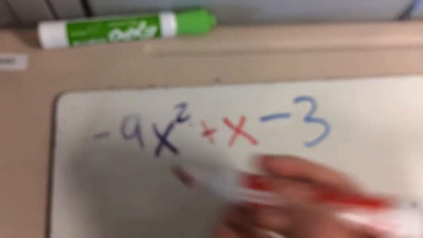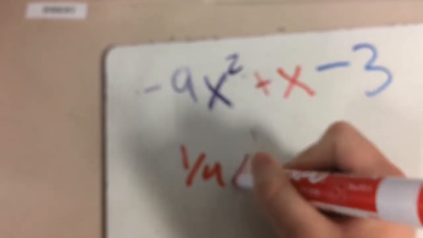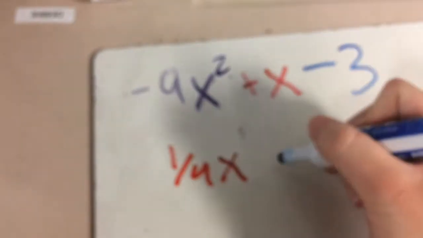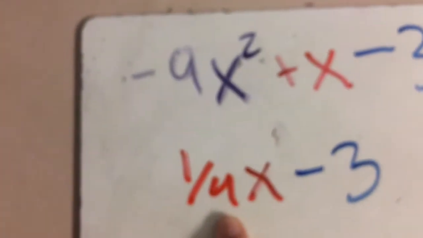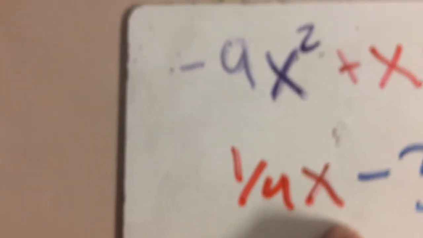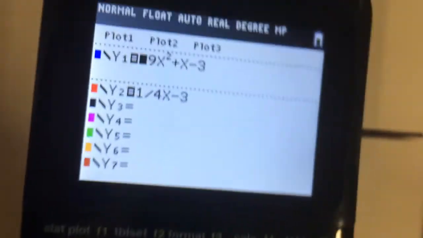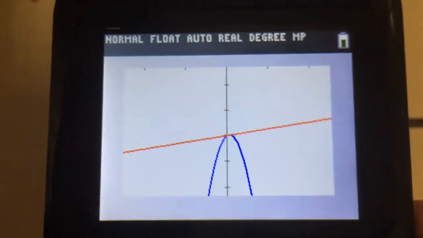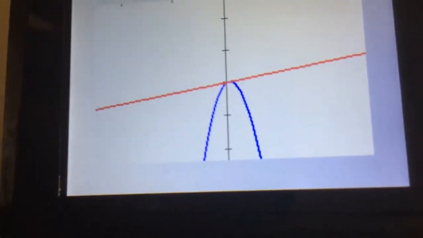And then we have, as a second equation, 1/4 x minus 3. And pay attention here, because the second equation isn't actually a parabola, but it is a line, because it is missing the x squared. So if you put it into your calculator under y equals and graph it, it will look something like this. Notice that this only has one intersection point.